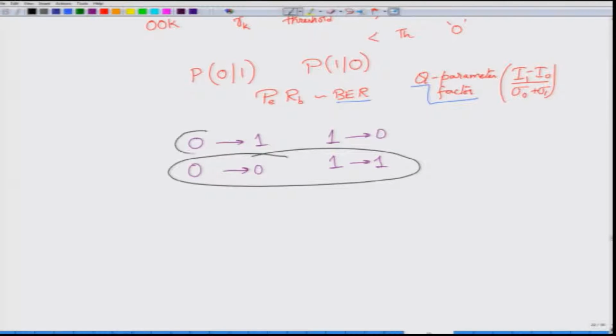And the transition from 0 to 1 usually gives you the rise time of the system, and the transition from 1 to 0 will give you the fall time of the system. Usually these two are equal to each other, but they may not be equal in an actual scenario. So, an I diagram actually captures that.